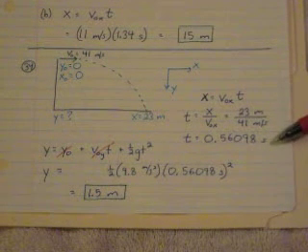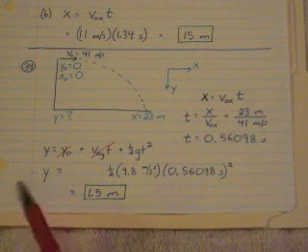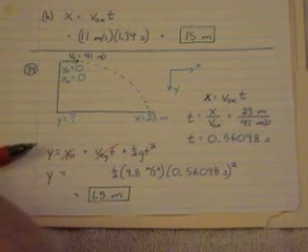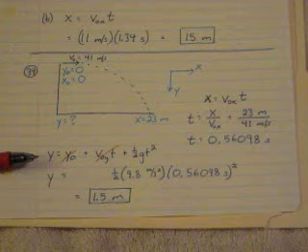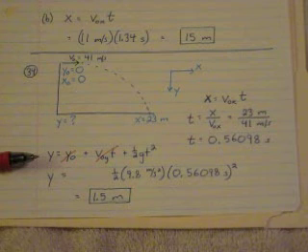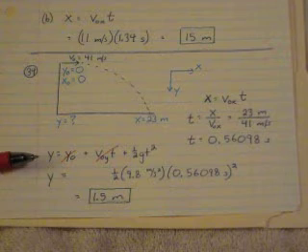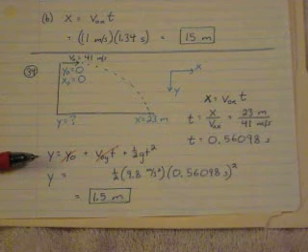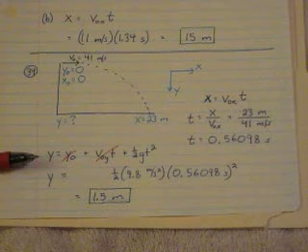Now that we know how much time it's in the air, we can figure out how far it can fall using this kinematic equation, y equals y naught, which goes to 0, plus v naught y t, that goes to 0. And all we're left with is 1/2 g t squared. So y equals 1/2 times 9.8 times the time squared. And we get that the arrow falls 1.5 meters.